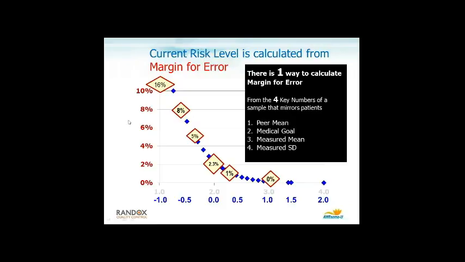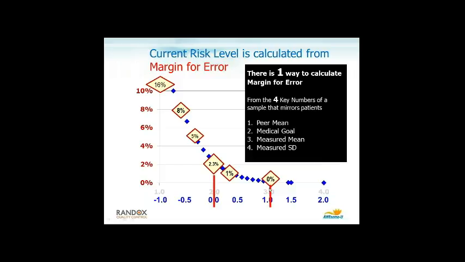You can convert margin for error directly to a % risk. A margin for error, you can set it so that it hits 0. The beautiful thing of a margin for error is 0 is always unacceptable. You set it up so that margin for error becomes 0 when your desired risk level is unacceptable. I set this one up for an acceptable risk level of 2.3%. That means my margin for error there is 0.